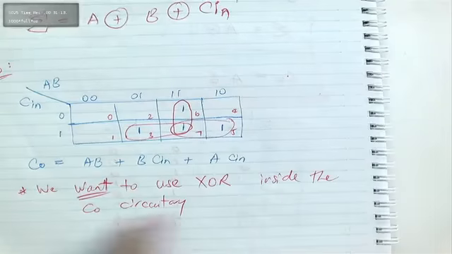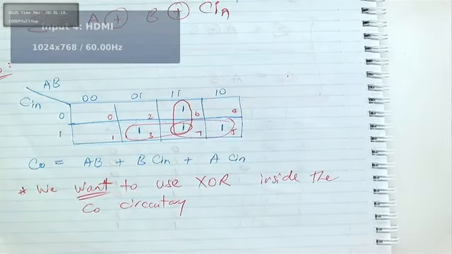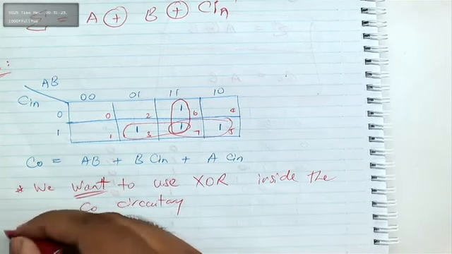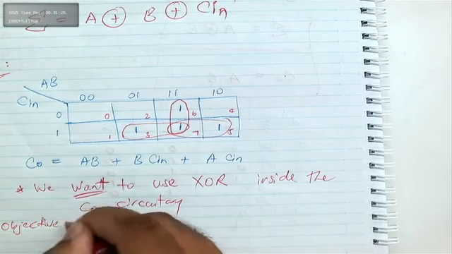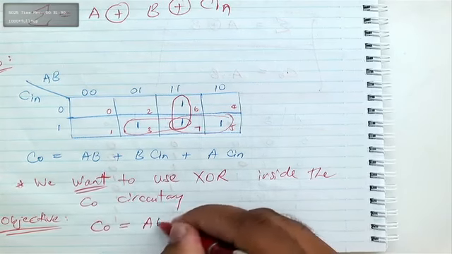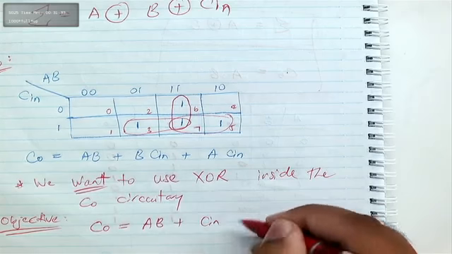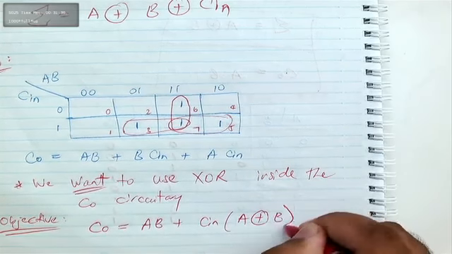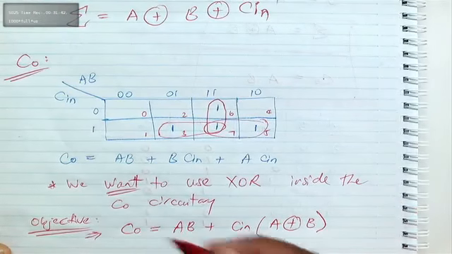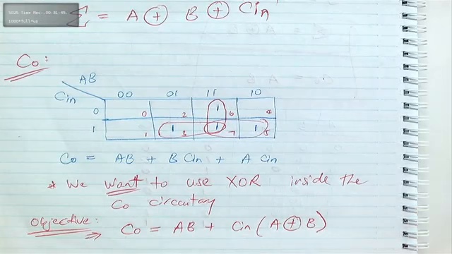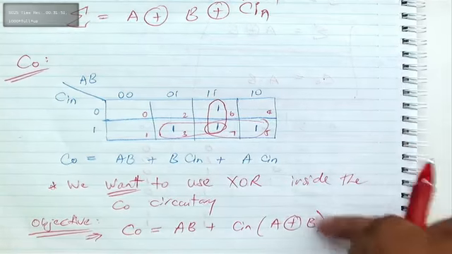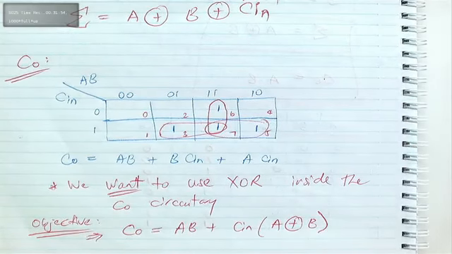So we want to use an XOR gate. Our objective is that we want our carry out to equal A and B, or C in times A XOR B. We want to get here. This is the objective. I'm not saying that's the answer, but we want to rewrite this expression and do some things with it over here, so that it ends up here. We want that XOR. This XOR is important.